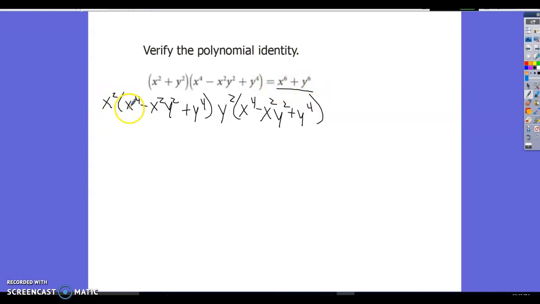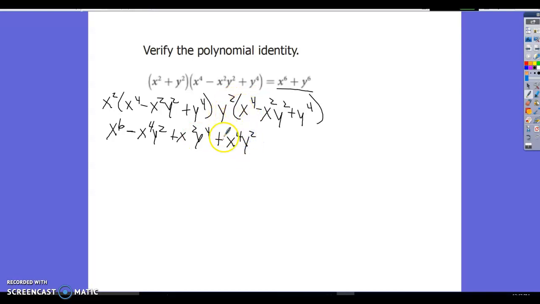All right, so x squared times x to the fourth is x to the sixth. X squared times x squared is x to the fourth. So don't forget the negative. So it's going to be negative x to the fourth, and I still have my y squared there. And then I have x squared times y to the fourth. And again, when you've got multiple variables, always put the variables in alphabetical order. All right, so you've got y squared times x to the fourth. So that's x to the fourth y squared.